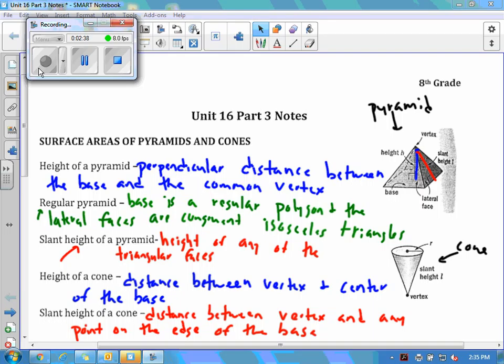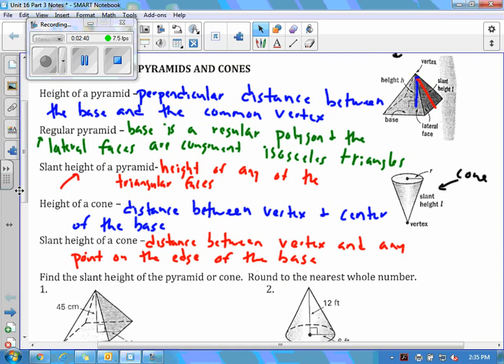If you look down at the cone, the height of the cone is the distance from the vertex to the center of the base. A cone has a circle for a base always. For a pyramid, it can be different shapes. For a cone, it's always going to be a circle. So the height of a cone, which they didn't even draw on here, is just from the vertex down to the center of the base. The slant height is then going to be this outside part, from the vertex to the edge of the base.